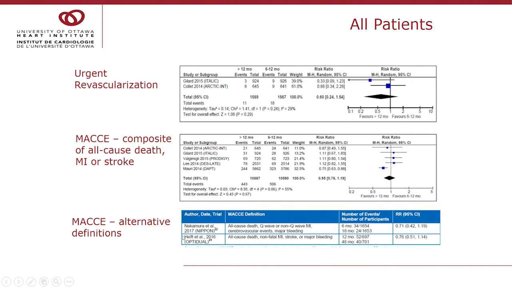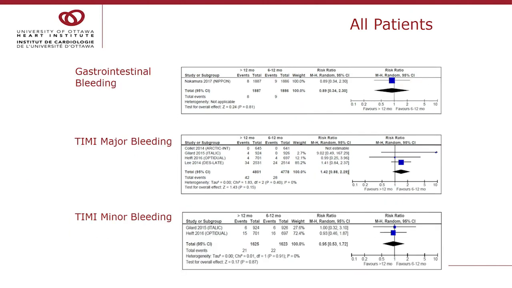There were other definitions of MACE that may include major bleeding, and again, you can see the actual relative risk here did not include 1. It was not statistically significant. GI bleeding. Not very much information, not statistically significant. TIMI major, not statistically significant, but leaning towards more of a problem with extended DAP as it relates to bleeding than it would be for standard or short-term DAP. Minor bleeding, no difference.